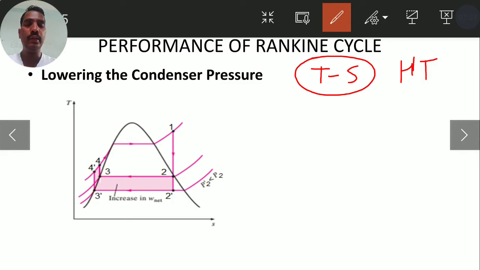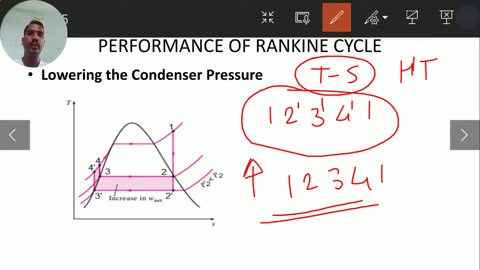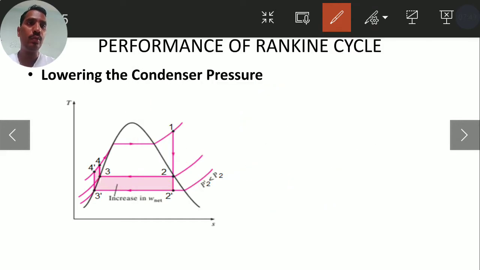So the area inside which cycle? Cycle 1, 2 dash, 3 dash, 4 dash, 1. The area inside this cycle is increased compared to 1, 2, 3, 4, 1. This is our reference cycle. So the area is increased, and how much area is increased? That increased area we have highlighted here. It means that the heat supplied increases because of lowering the condenser pressure. So we have made one conclusion: heat supplied increases.